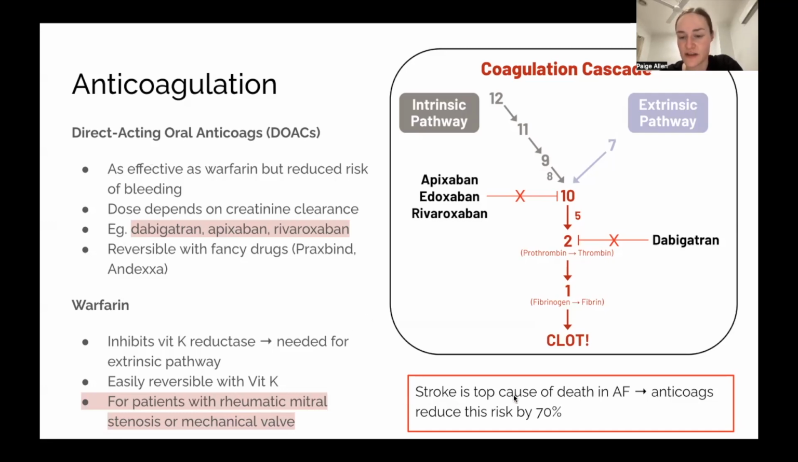Stroke is definitely the top cause of death in atrial fibrillation, and anticoagulants reduce this risk by 70%, which is why everyone that has an arrhythmia, like AF, should be on an anticoagulant as long as they qualify.